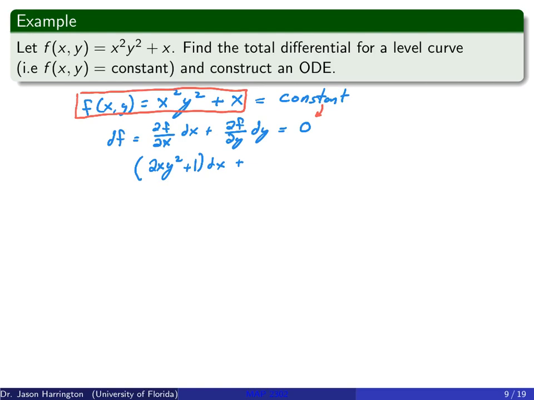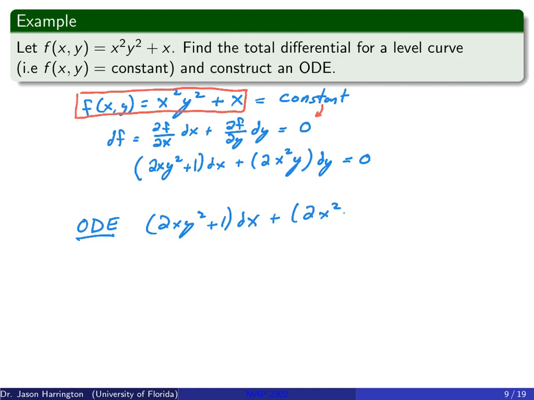plus the partial derivative of f with respect to y. That's just going to turn into 2x squared y. And don't forget, the derivative of x with respect to y is just 0, right? This is just a constant. And so that's what I'm left with here: dy is equal to 0. So this is now an ODE form that we have: 2x y squared plus 1 dx plus 2x squared y dy is equal to 0.